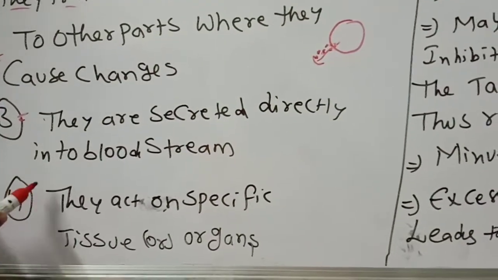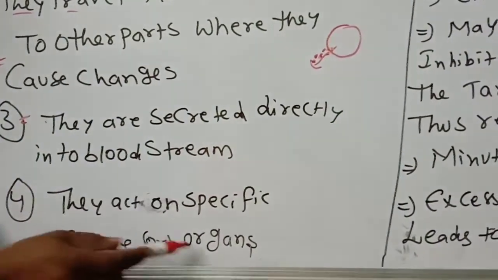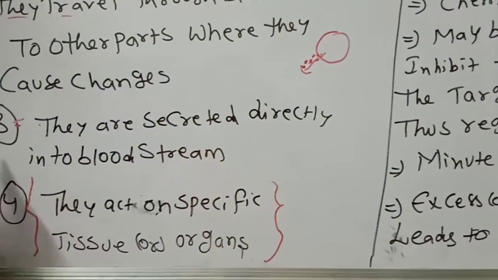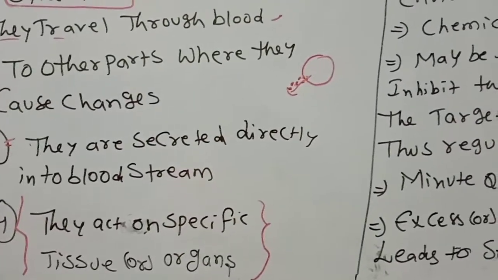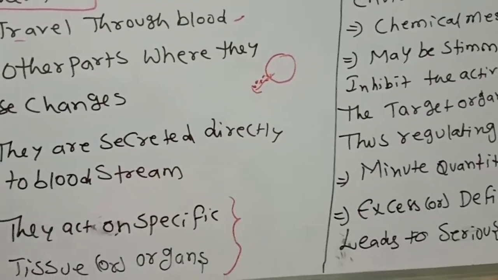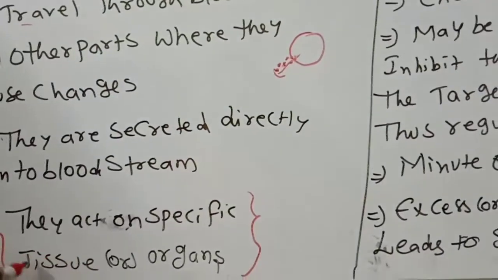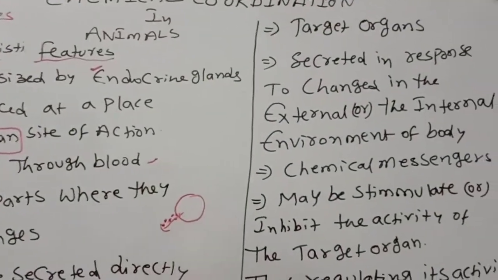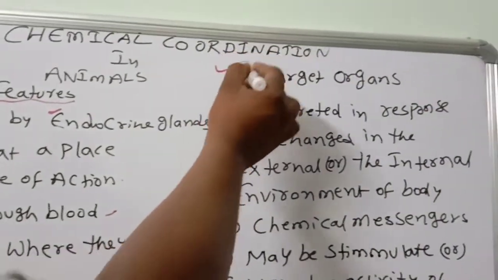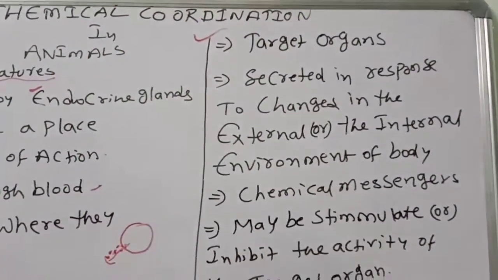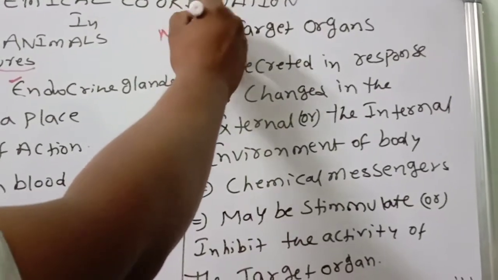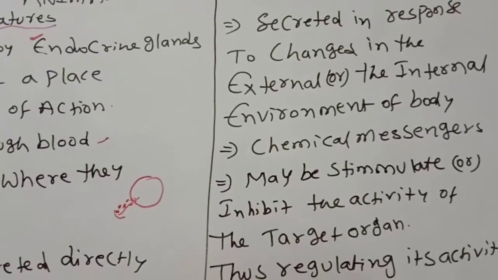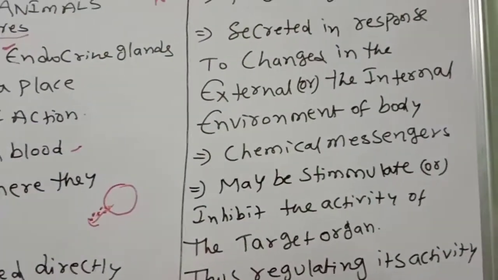Now, the hormones act on specific tissues or organs. They cannot act on all the organs or all the tissues. That's why those specific tissues or organs are called target organs. The organs or tissues affected by the hormones are called target organs.